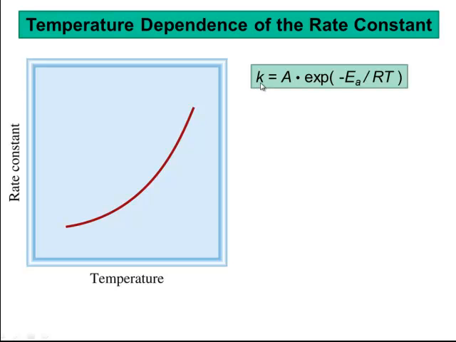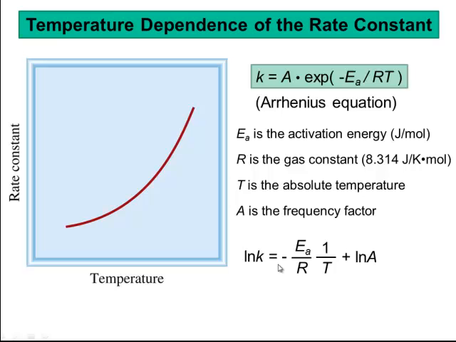So what is K out here? The rate constant. T is obviously the temperature, the absolute temperature. EA is the energy of activation of the reaction. R is the gas constant, and A is a constant of proportionality.